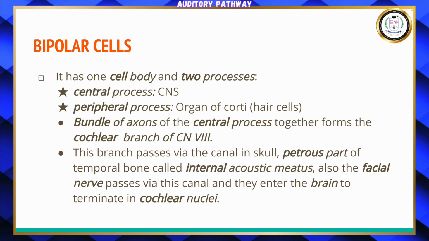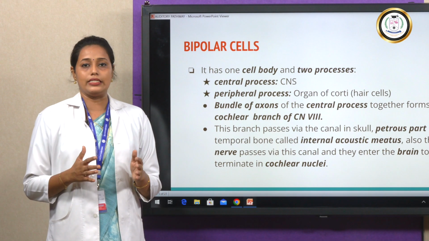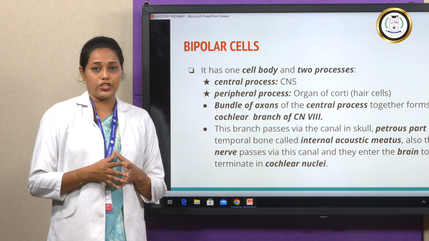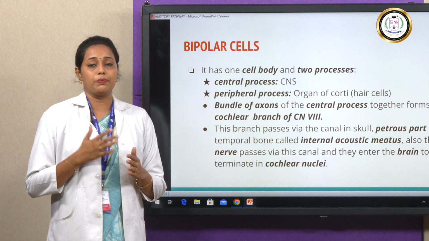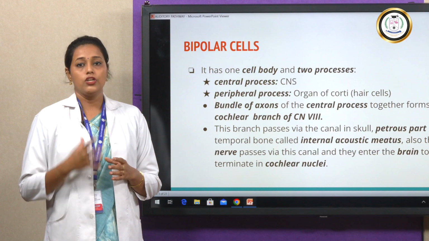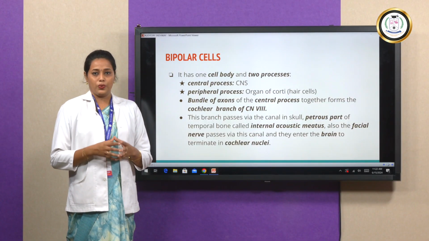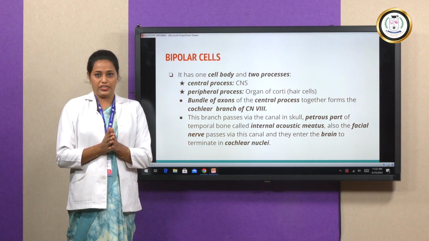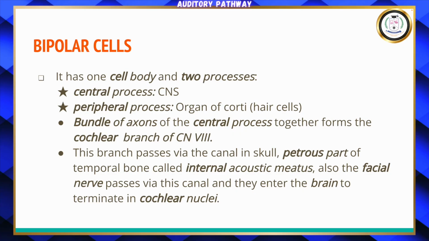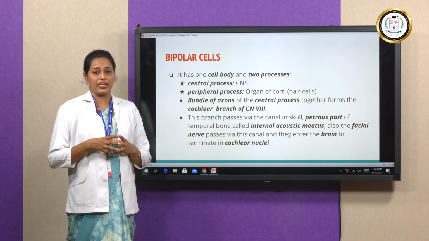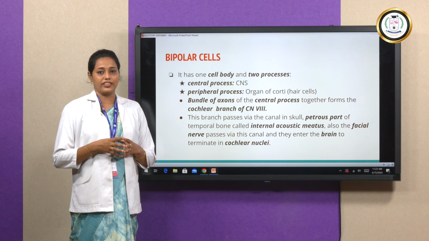Then this branch will enter the canal into the skull. So this canal is called the internal acoustic meatus. This internal acoustic meatus is a canal which is present in the temporal bone. In the previous video, we discussed that the temporal bone is made up of 4 distinct osseous segments. So in that, the petrous part is where this internal acoustic meatus is present. Along with this cochlear branch, we have the cranial nerve 7, that is the facial nerve, which is also going along the cochlear branch along the internal acoustic meatus in order to reach the cochlear nucleus.